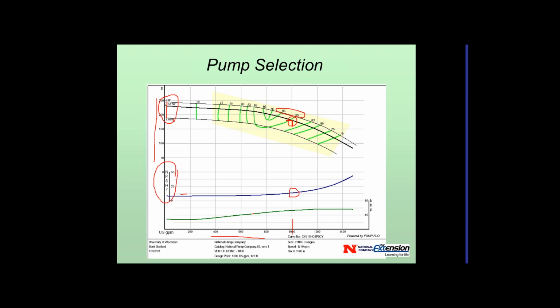The bottom line here is brake horsepower, which is over on this side. So we've got 40 and 80. So this line here, this one that's not numbered, is 60. So I'm going to be about 55 roughly horsepower to run this pump at 175 feet of head at 1,000 gallons a minute.